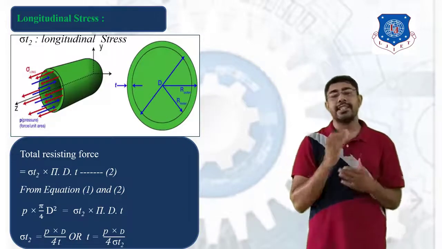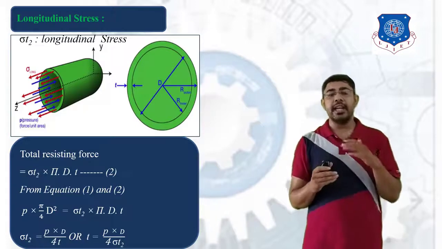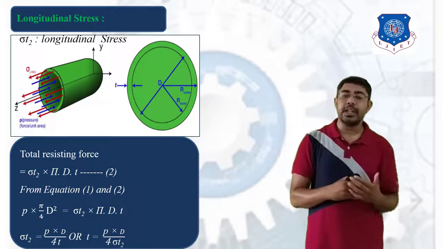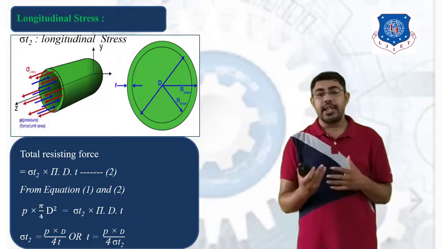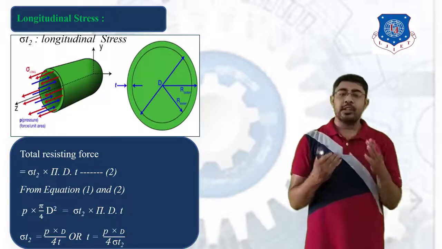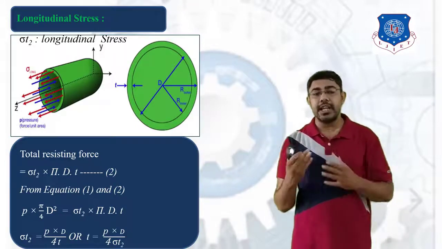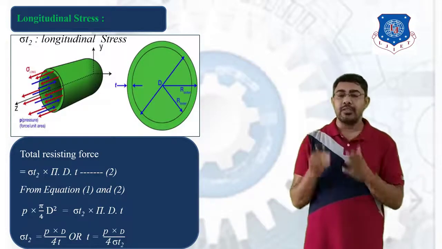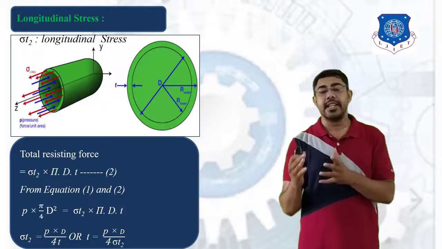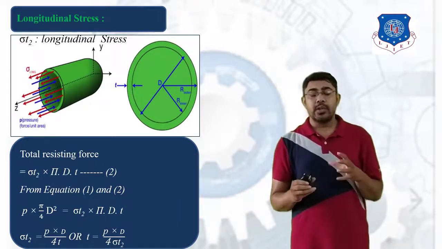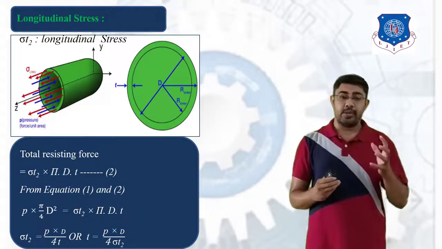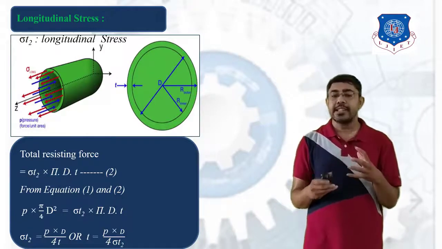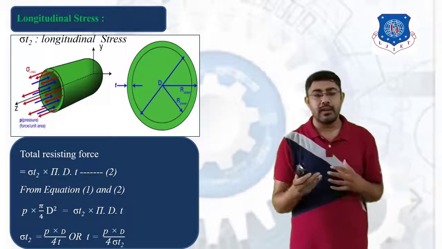So according to the section of the cylinder, there are sigma T1, that is the hoop stress, and sigma T2, that is the longitudinal stress. If you see both equations of sigma T1 and sigma T2, the hoop stress is 2 times the longitudinal stress. So these two equations are very important to design pressure vessels. You have to use these two equations while designing a pressure vessel.